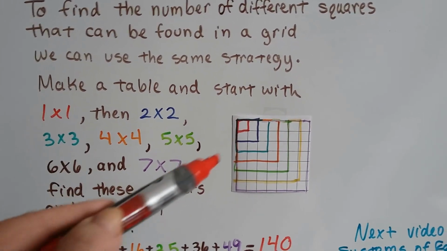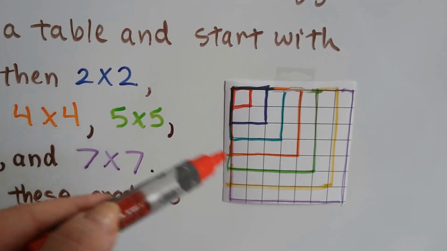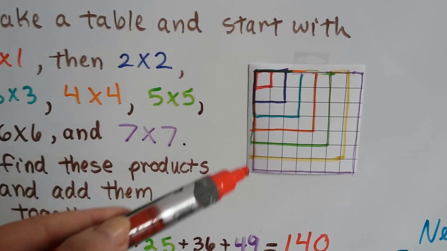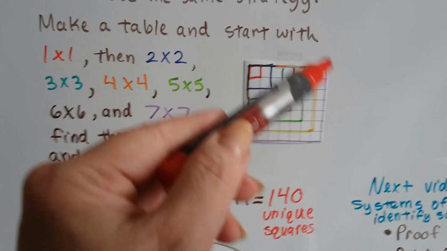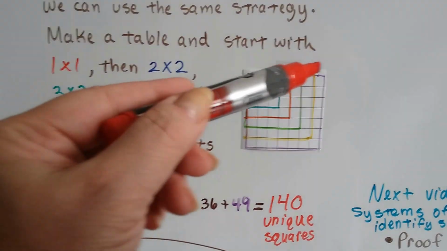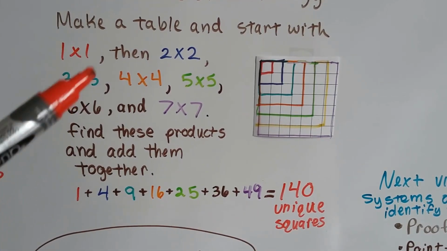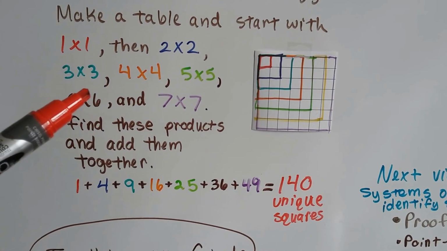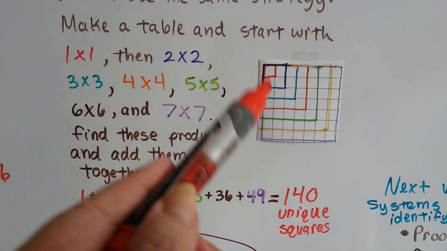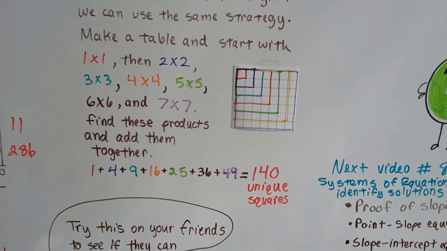Then we could do 3 times 3, that would be this green square right here. Then we could do 4 times 4, this orange square, and then the lime green square is 5 times 5, see? And then a yellow one is 6 times 6, and then the entire grid would be 7 times 7, because there's 7 going across and 7 down. Now, did you know that if we find the products to these multiplication problems and we add them together, it'll be 140, and that is how many unique different squares that you could find in a 7 by 7 grid.